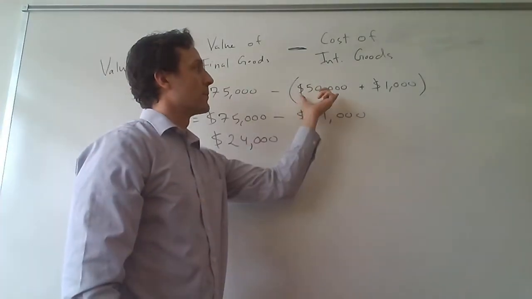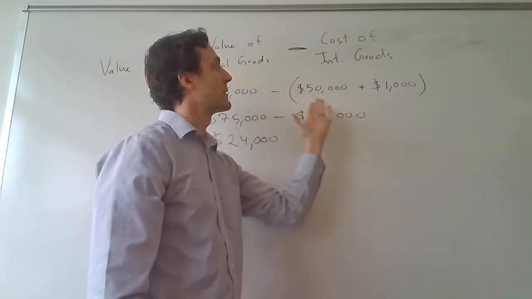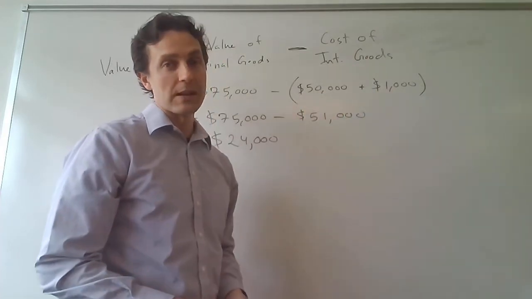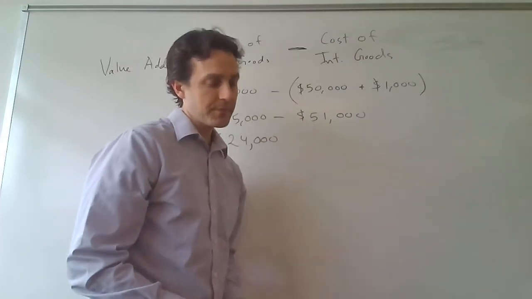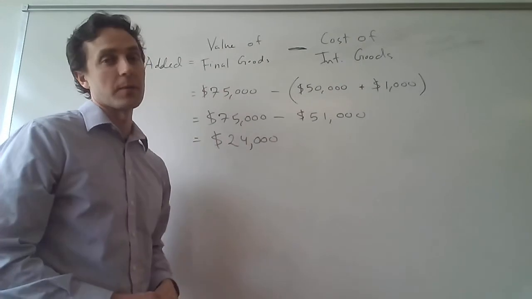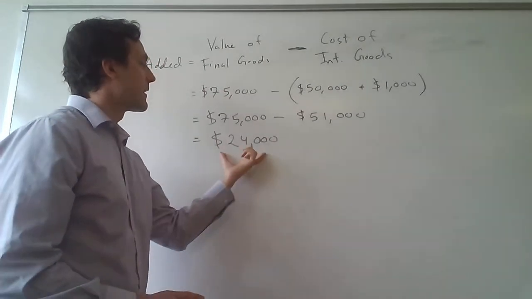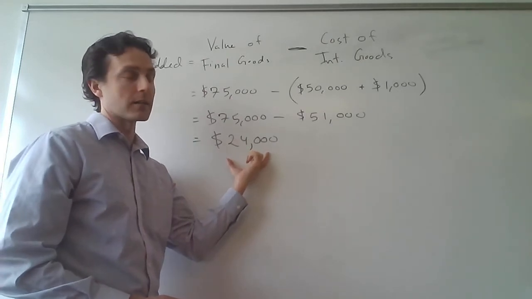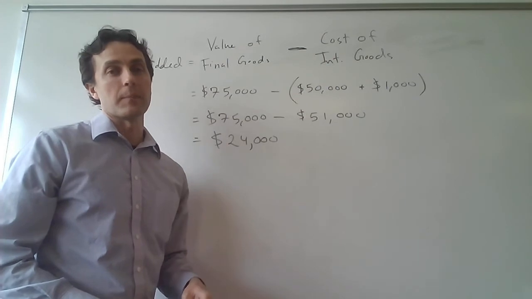So remember, the peanuts cost $50,000 and the salt cost $1,000. So that means that the total cost for the intermediate goods used to produce the peanut butter was $51,000. So we subtract the $51,000 from the $75,000 worth of revenue generated by the peanut butter. And so we see that the value added here is $24,000 from the peanut butter production.